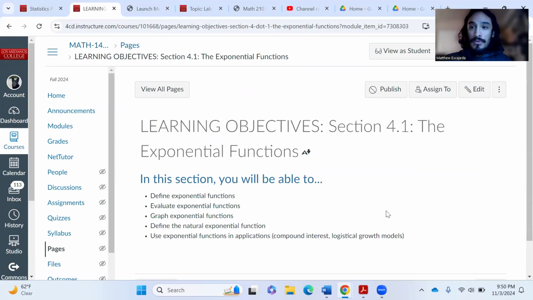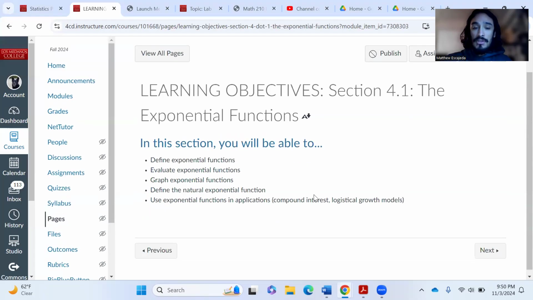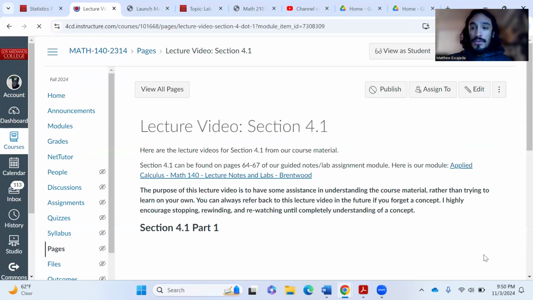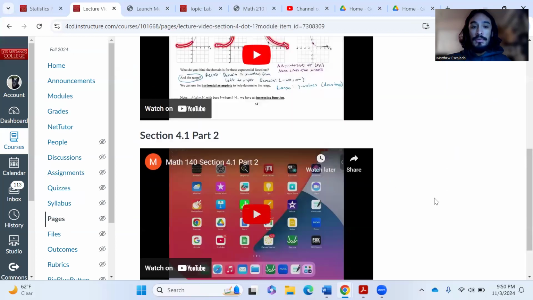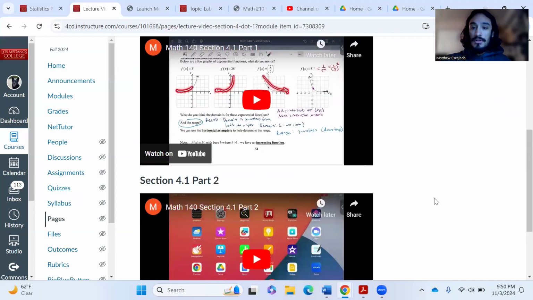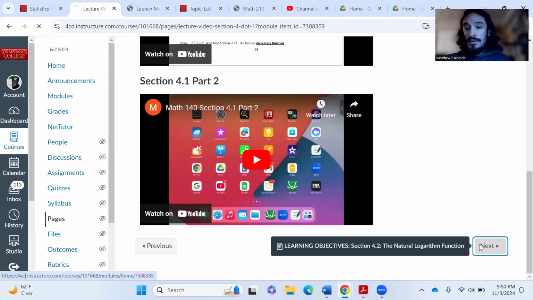So we're getting a little bit of a refresher if you've taken pre-calculus or algebra about exponential functions. And if you haven't seen it yet, or if you forgot a lot of stuff, this is a good refresher. This learning objective: define exponential functions, evaluate exponential functions, graph exponential functions, define the natural exponential function, that's with the base e, and then use exponential functions in applications like compound interest and logistic growth models. So you can find lecture videos for section 4.1 on this page here. There's just 2 videos. Make sure to watch that to understand the material and get a good review.